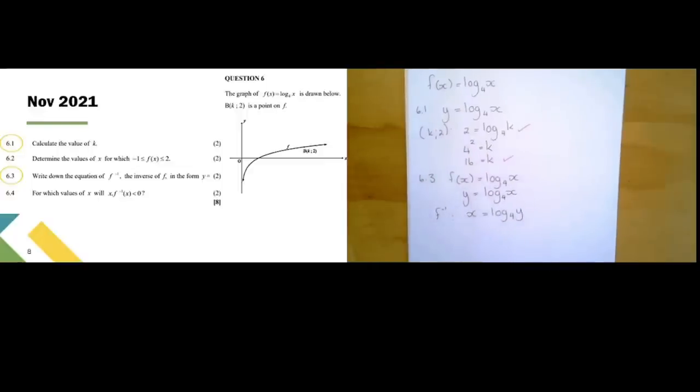My second step, write it in standard form. How do I write it in standard form? Currently, I need to make y the subject of the formula. How do I make y the subject of the formula? I take it from a log and I write it into an exponent. So what does that mean? It's going to be 4 to the power of x equals y. Is y the subject of the formula now? Yes. 2 marks. A mark for swapping the x and the y and a mark for making y the subject of the formula.